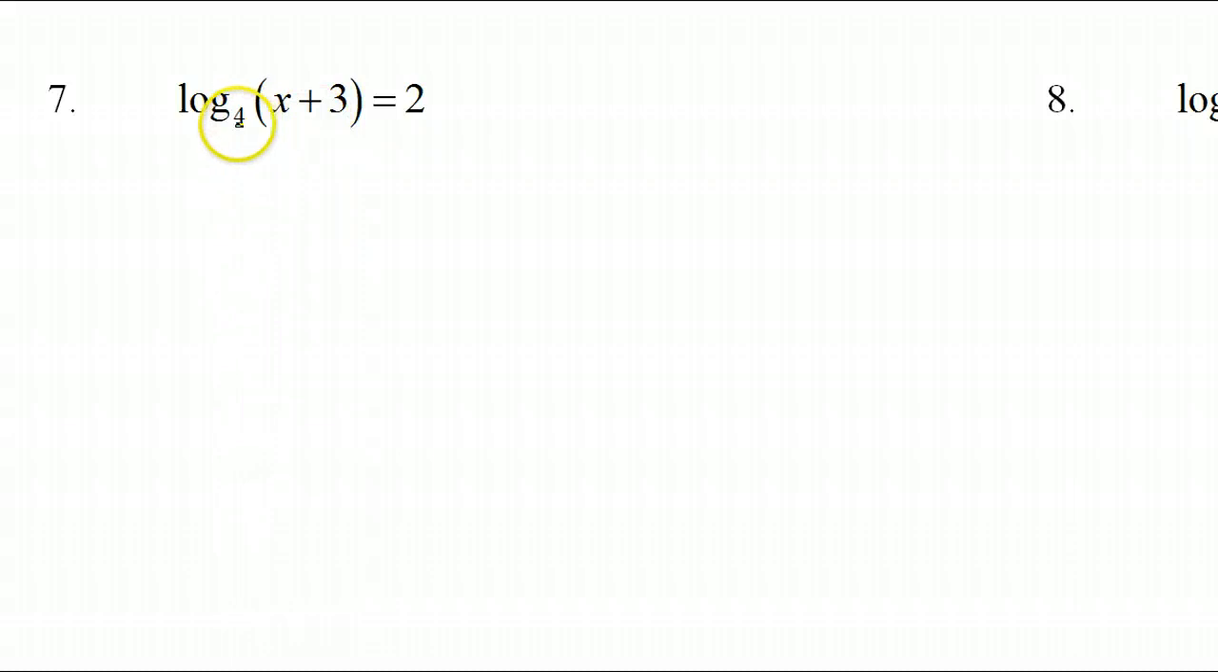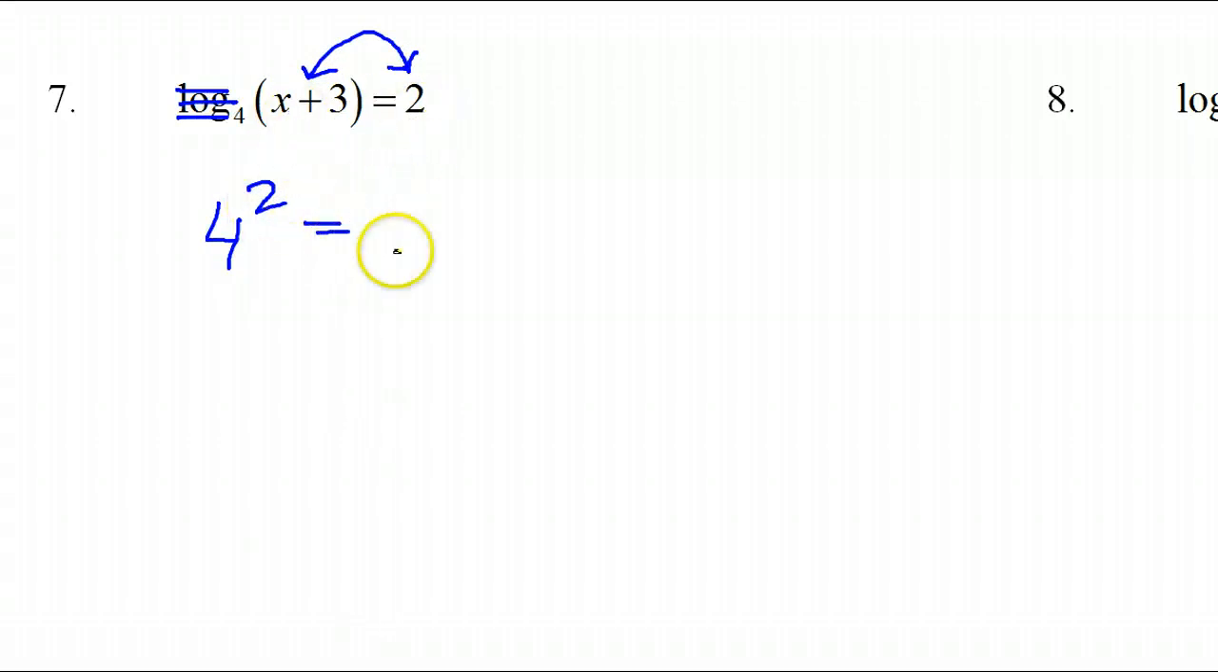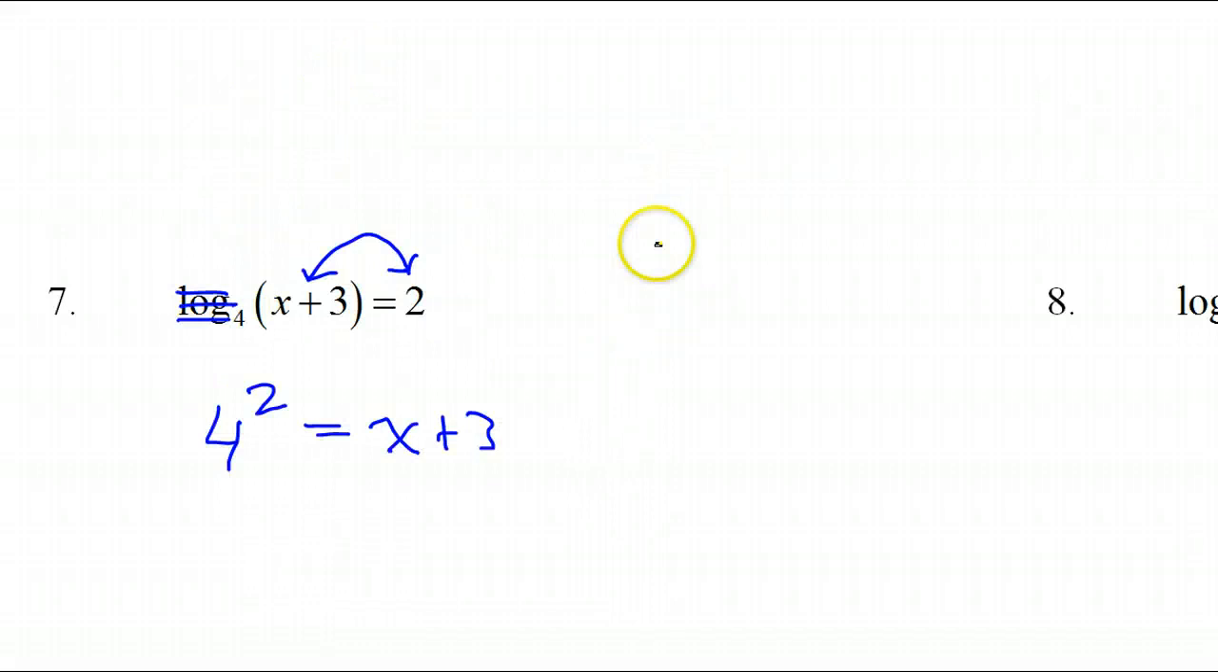Start with the base. The base here is 4, so bring that down. There will be no log in the rewrite. These two will trade sides. So this is going to come over here and become an exponent. The x plus 3 is going to go over there. And isn't this the exact same problem we just did?